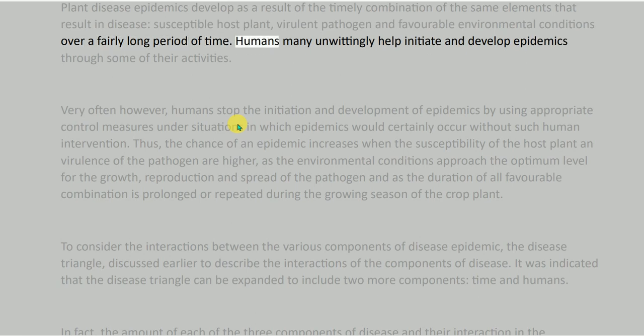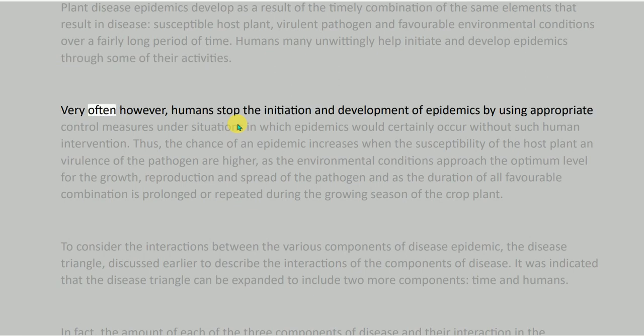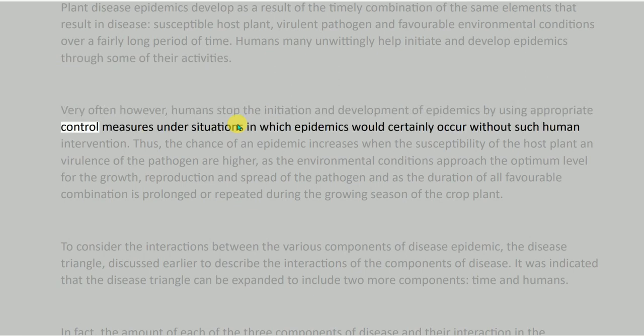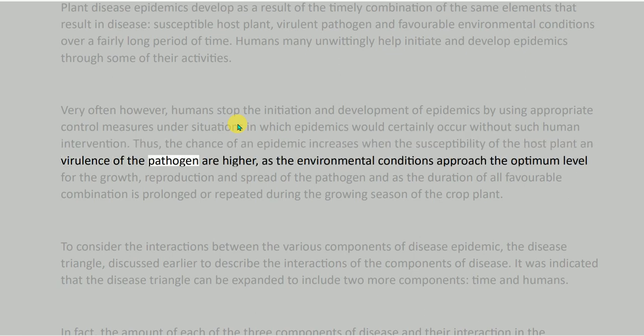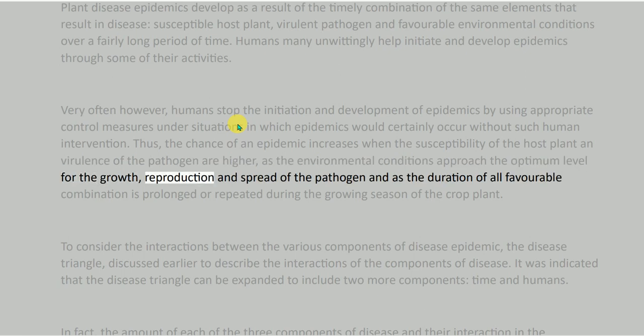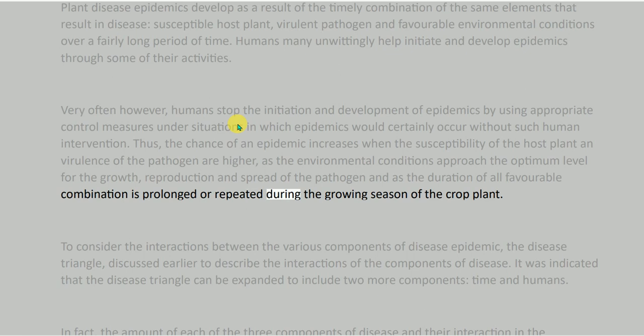Humans may unwittingly help initiate and develop epidemics through some of their activities. Very often, however, humans stop the initiation and development of epidemics by using appropriate control measures under situations in which epidemics would certainly occur without such human intervention. Thus, the chance of an epidemic increases when the susceptibility of the host plant and virulence of the pathogen are higher, as the environmental conditions approach the optimum level for the growth, reproduction and spread of the pathogen, and as the duration of all favorable combinations is prolonged or repeated during the growing season of the crop plant.